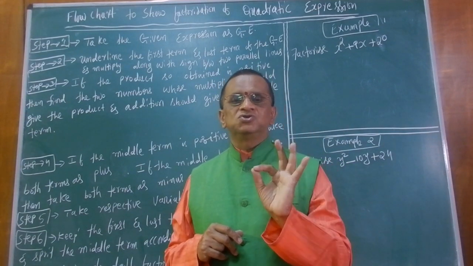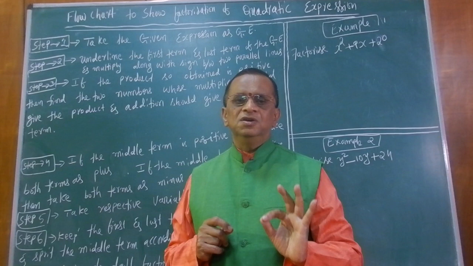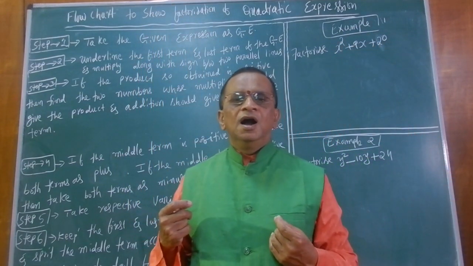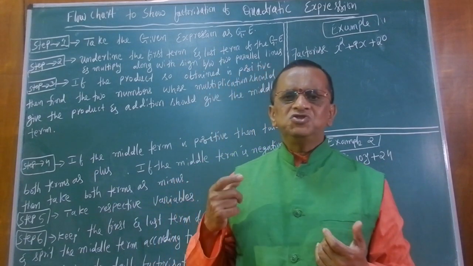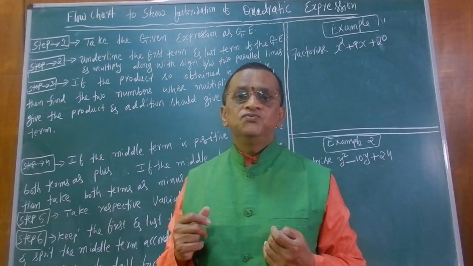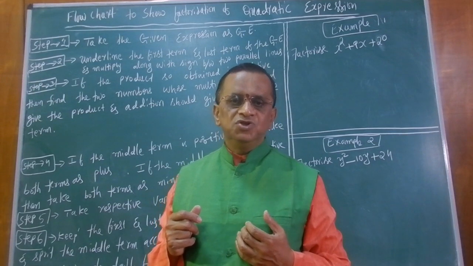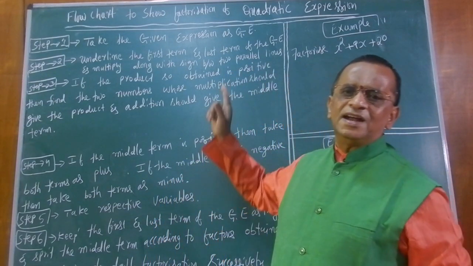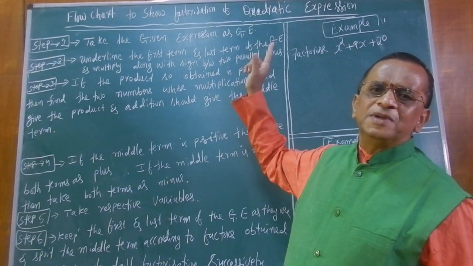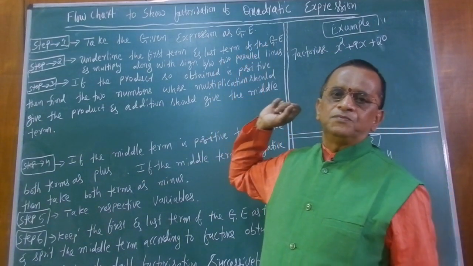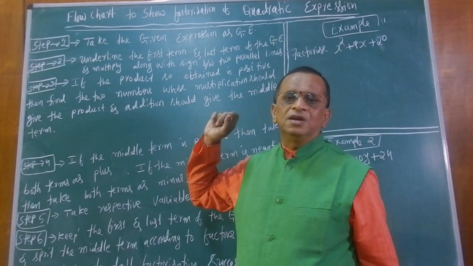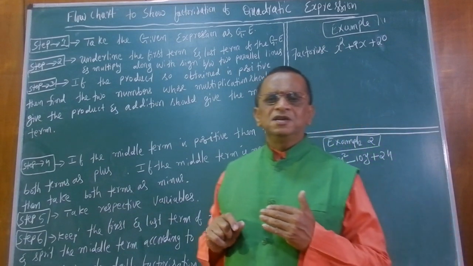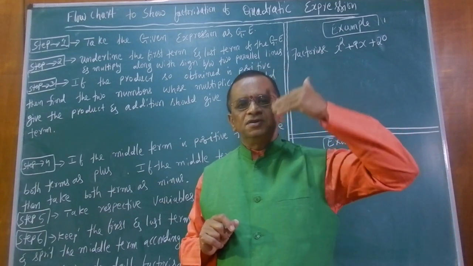Factorization of this quadratic expression has certain steps. I have created these steps as a flowchart. So therefore, I usually call this method the flowchart method of presentation of the process of solving a quadratic expression. Flowchart is nothing but just a flow of thought.